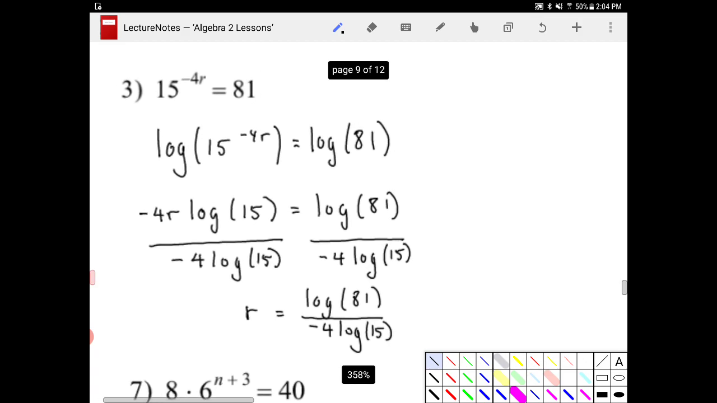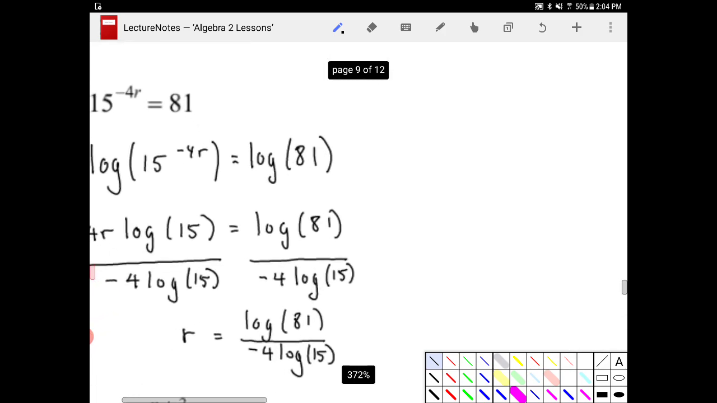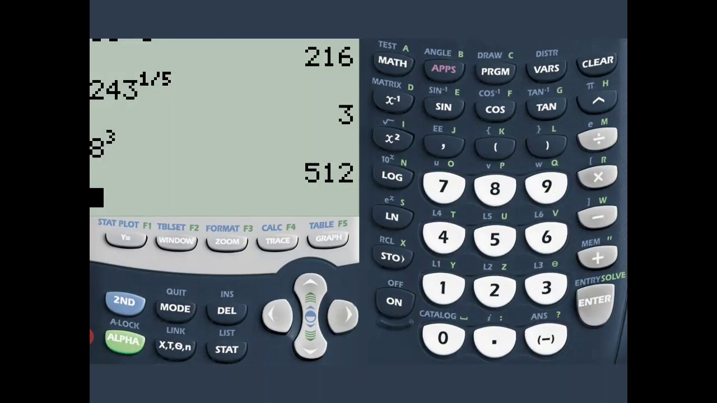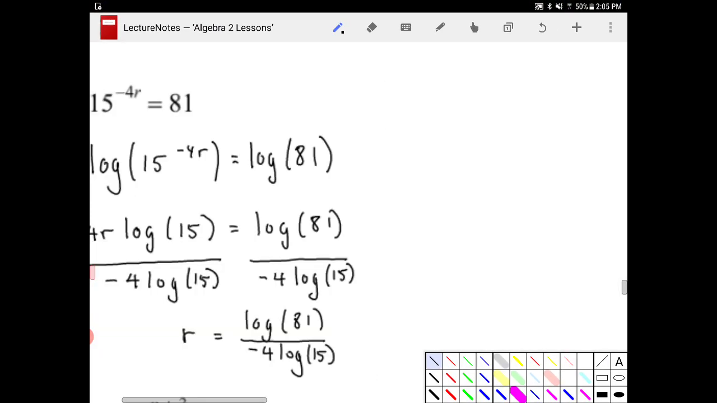And just to follow the instructions, it says to round our answers to the nearest 10,000ths. So let's do that. So log 81 over negative 4 log 15. I want to go into my calculator and type in log of 81 divided by negative 4 log of 15. So my answer is negative 0.406. So r turns out to be approximately negative 0.406.